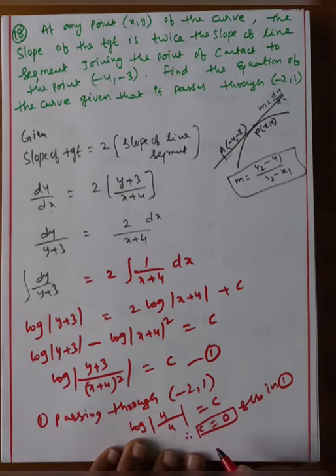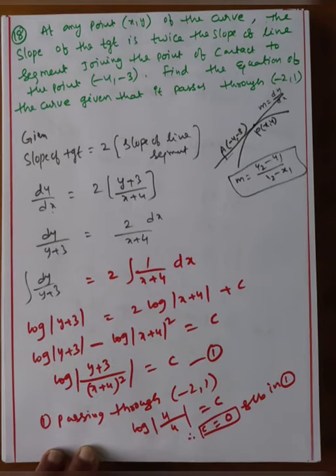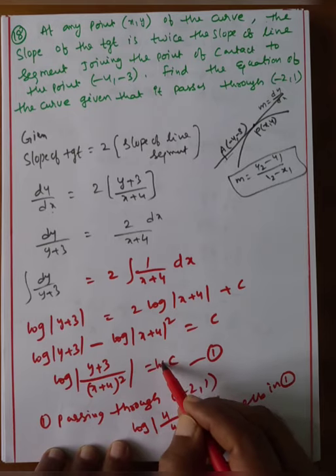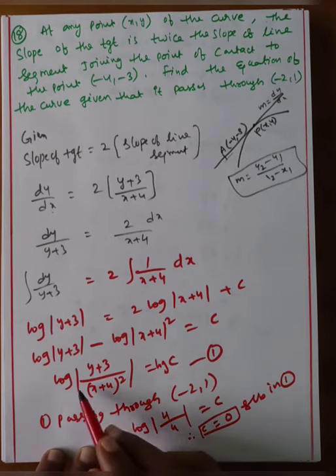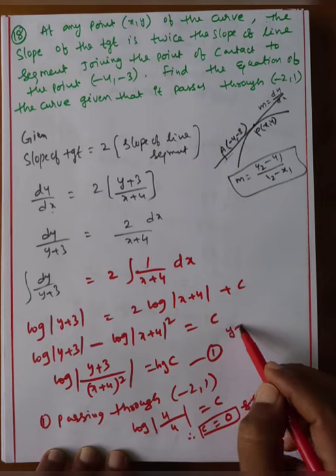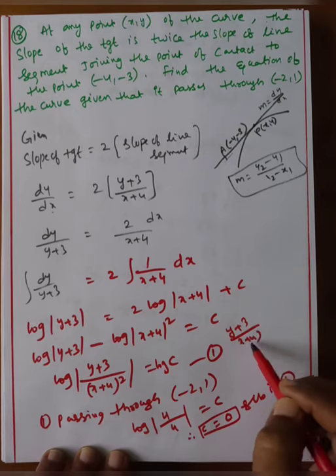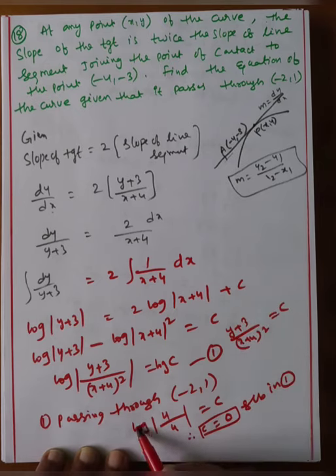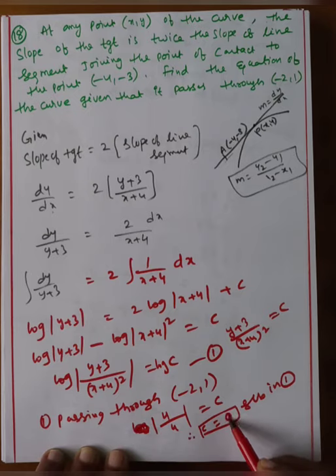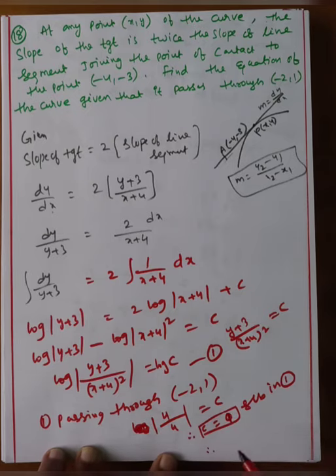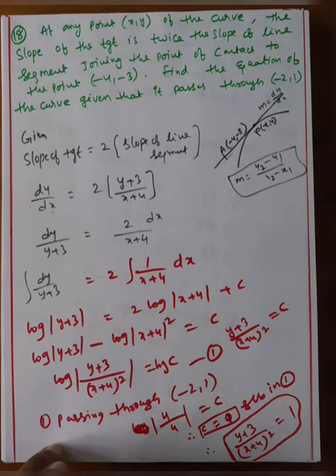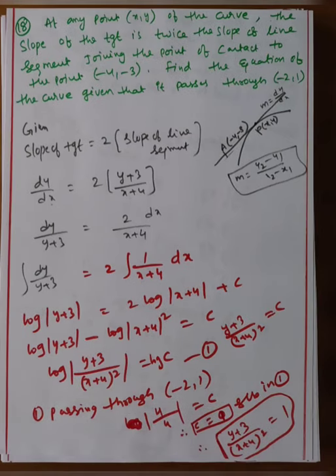Therefore, if you take logarithm on both sides, the logarithm cancels. What happened means (y plus 3) by (x plus 4) whole square is equal to c. Here no need of logarithm. c value is 1. Substitute that. Therefore, (y plus 3) by (x plus 4) whole square is equal to 1. My dear students, just simple changes are going on. Okay, in this way we will complete the problem.